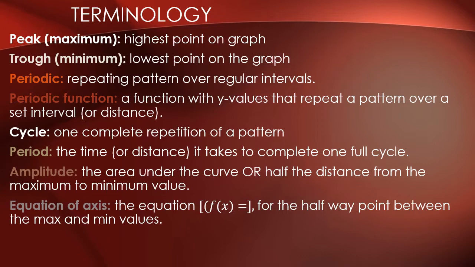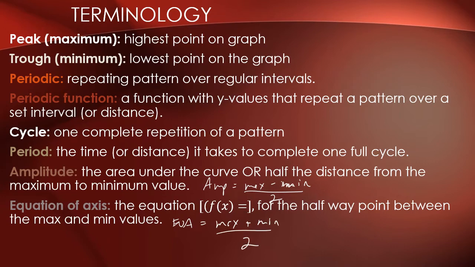So we're going to write in a couple of quick fire definitions here. The amplitude equals the max minus the min, all divided by 2. The equation of axis, and to save yourself some time writing, EOA equals max plus min divided by 2.